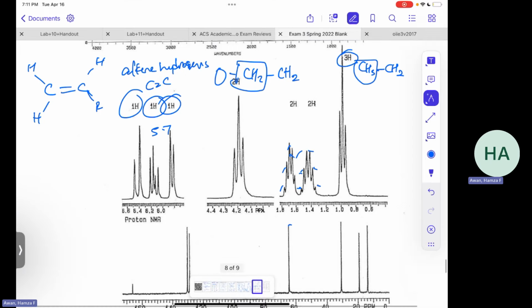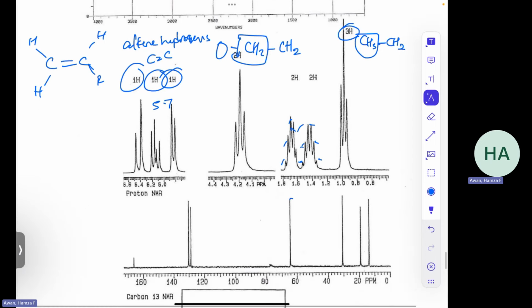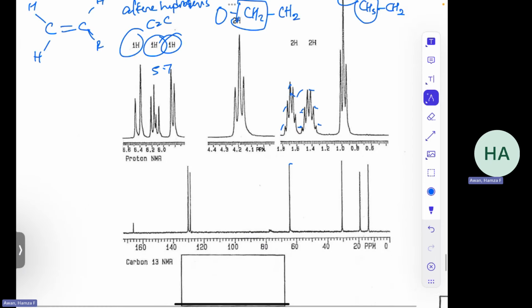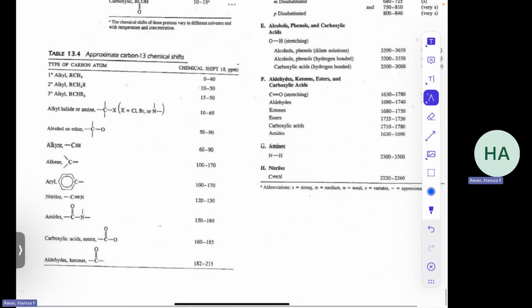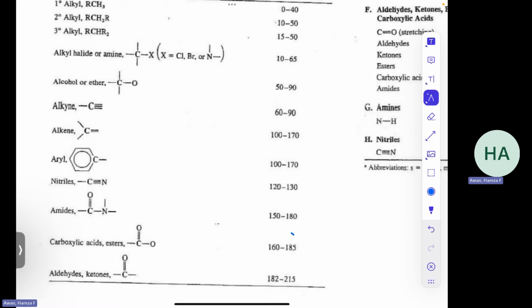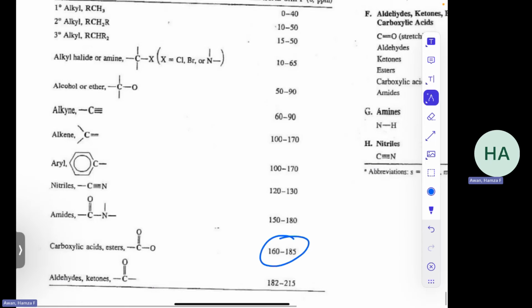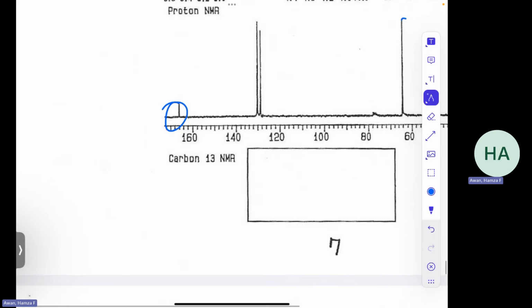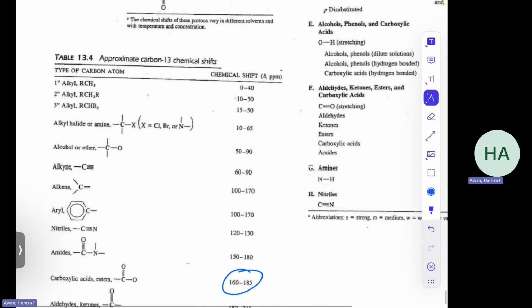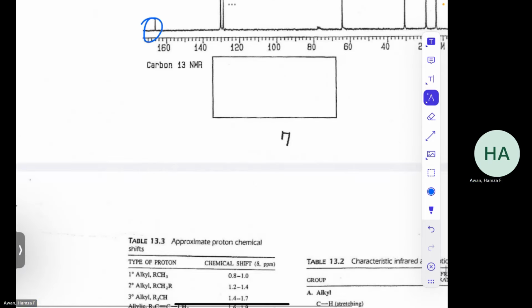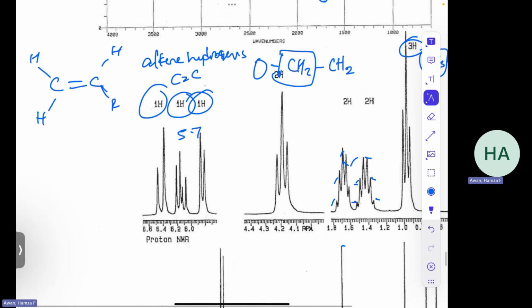Because of this, what we can also do is look at the carbon-13 NMR. And if we look over here, we have 160 to 185. This is going to be in the range that tells us it's going to be a carboxylic acid or an ester. So we know it's not going to be a carboxylic acid because this has the O right here. So it's probably going to be an ester.